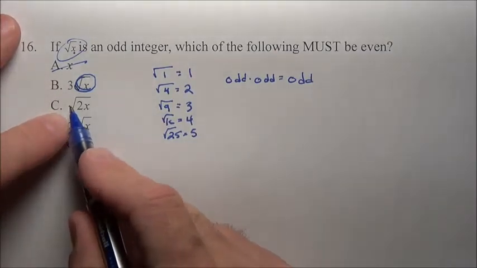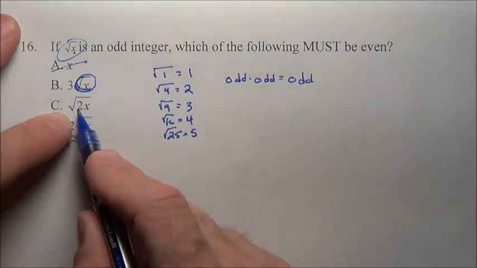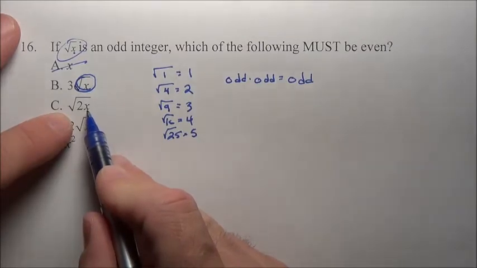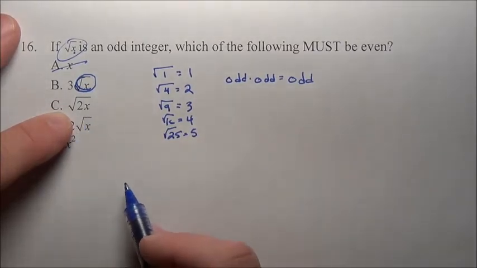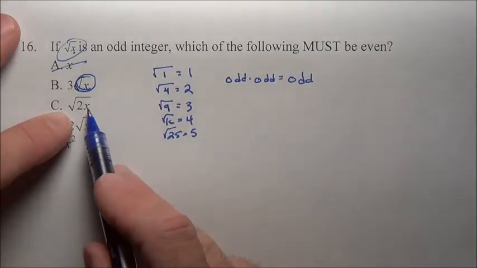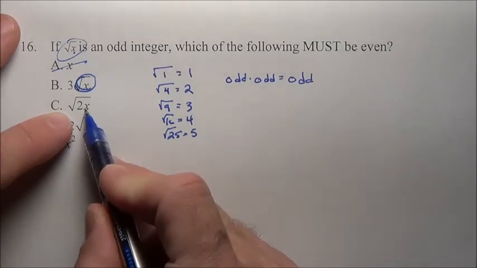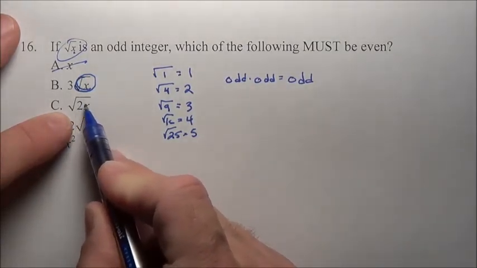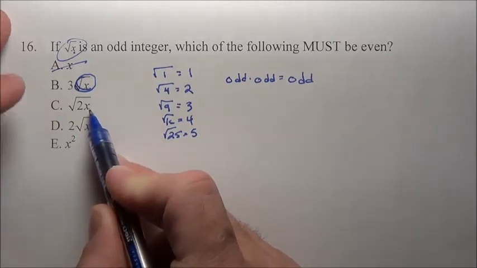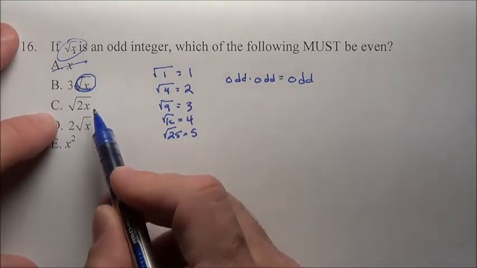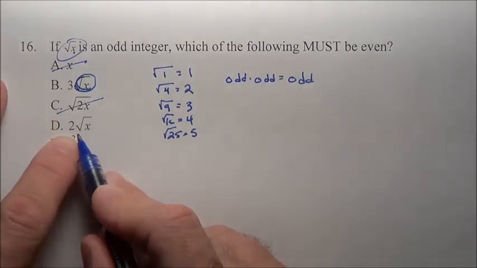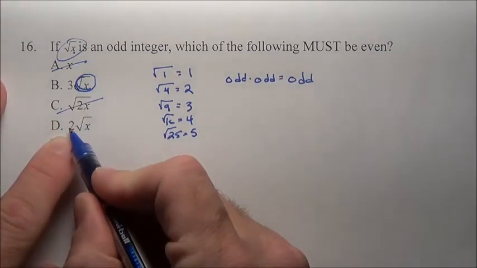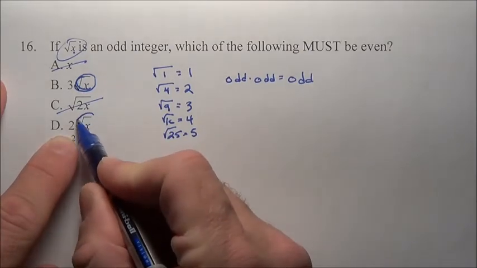Now what about this? The square root of 2 times x. Now we really don't know much here. x we know is odd. 2 times 5 would be 10, but is the square root of 10 going to be even? No, that's not guaranteed to be even. So even if this were like a 9 or whatever, we don't know. That's odd times even, so we'll get an even number in here, but the square root might not even come out to be anything perfect, so it's not going to necessarily be even. So that's out.